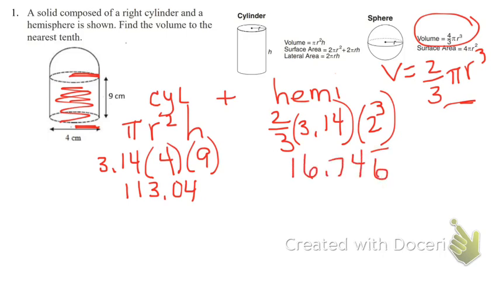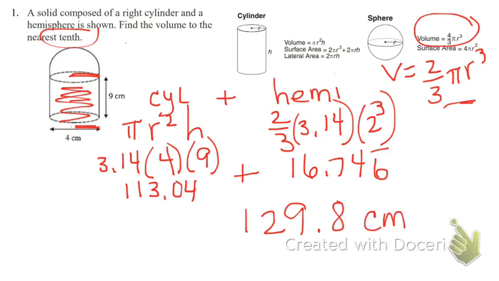16.746 repeating. Take that answer that's still in your calculator and add it to the 113.04. And then round at the end. And I get my final answer for the total volume to be 129 point, it says round to the nearest tenth, so 0.8 cubic centimeters. Okay, you may want to hit pause now and do number 1 of your worksheet.